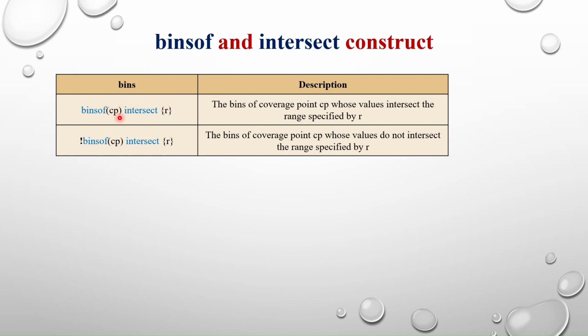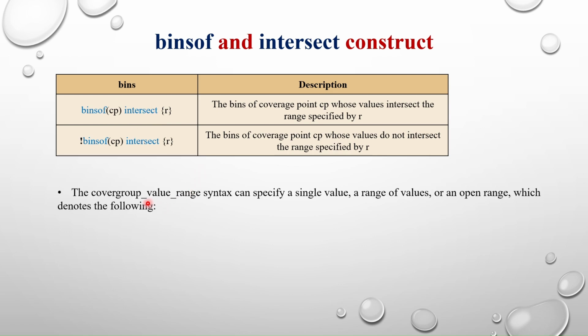Okay, so the first one is bins of CP intersect R. What does it mean? The bins of coverage point CP whose values intersect the range specified by R. This is to include the bins from the CP. Okay, and what is this? Here we are using the not operator, not bins of CP intersect R. That means the bins of coverage point CP whose values do not intersect the range specified by R. So out of that we will select the bins from the coverage point CP. Okay, so this is how you can use the intersect construct to include or exclude the bins.